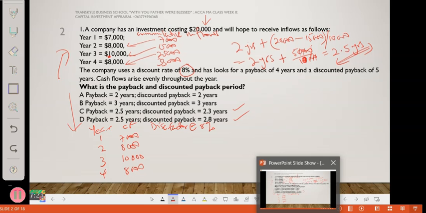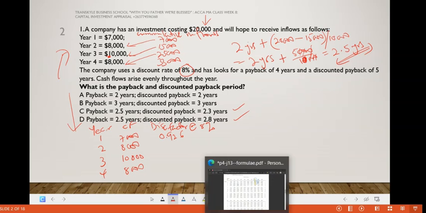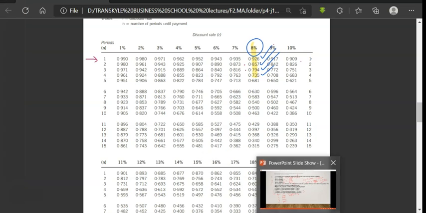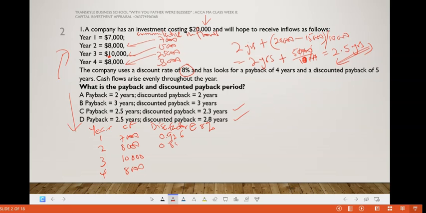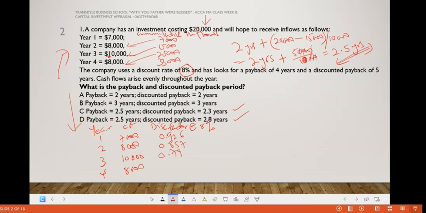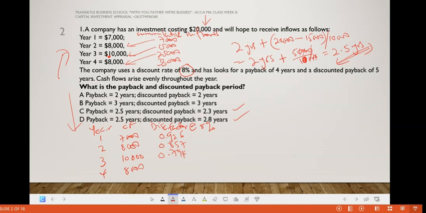So for year 1, that's 0.926. Year 2, from the table, that's 0.857. Year 3, 0.794. Year 4, that's 0.735. Then you have to multiply these figures to get your PV of inflows.